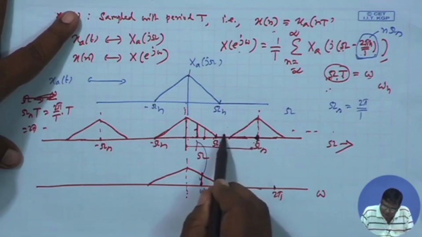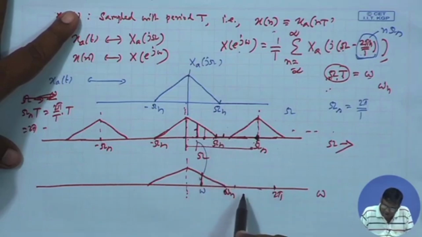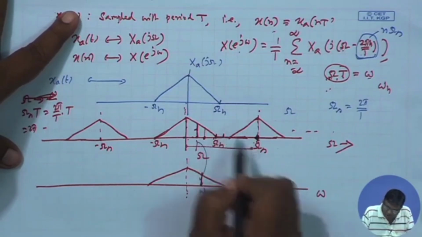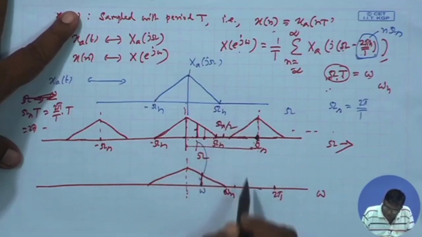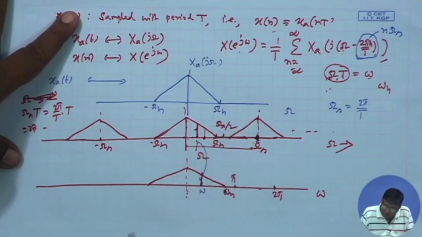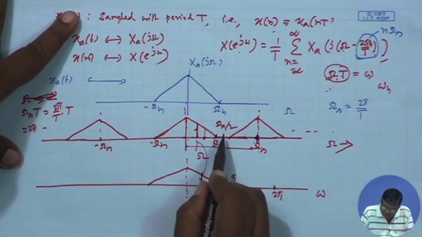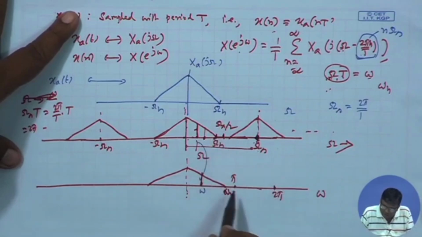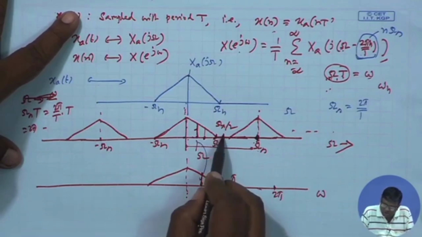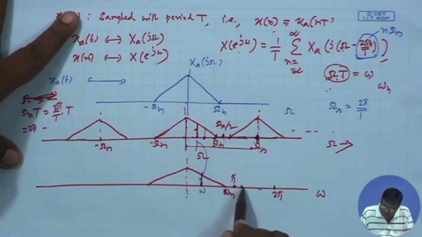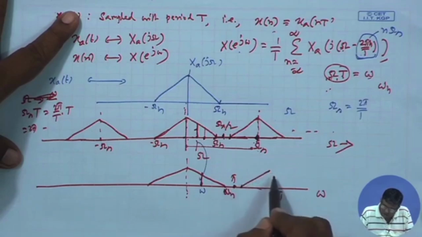So, half of it, if it is omega s by 2, this will map to pi. Since this is to the right of capital omega h, pi is to the right of small omega h. Since this is to the left of this point, it is left of this point also here. Otherwise, the shape will be the same.